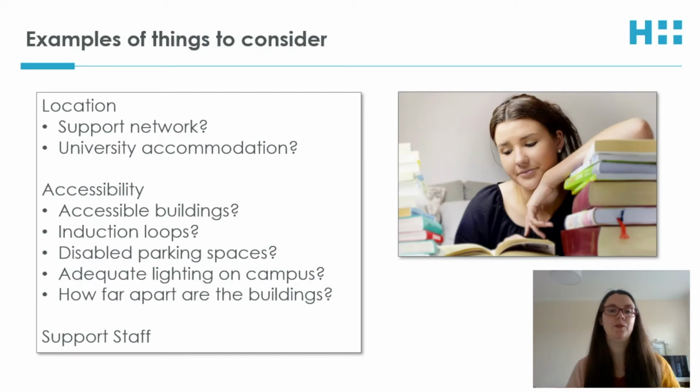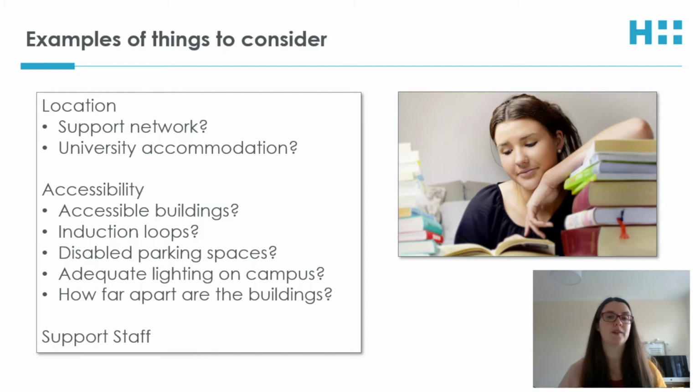So when you're applying to university, there are some things that you might want to consider when you're looking at different universities. And these fall under three broad categories of location, accessibility, and support staff. So in terms of location, do you want to be near to your support network? That might be your family or your friends or your personal doctor, anything like that. If you do, you might want to look at a university that is closer to home, or you might want to look at studying by distance learning. That means that you study at home, but you're still gaining a degree through that university.